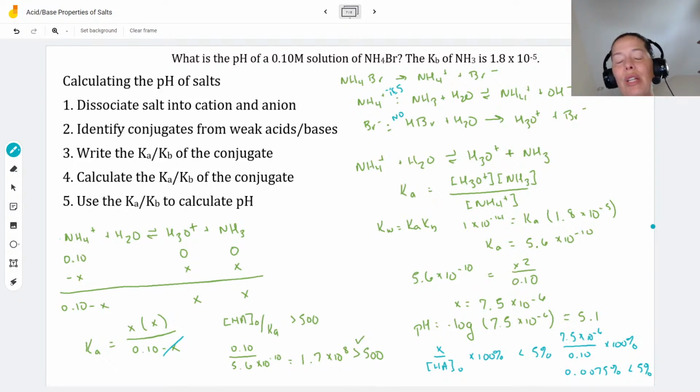The 500 rule is an easy way to do it before you've gone through all the calculation. But once you've gone through the calculation, assuming you're not on a test and you're crunched for time, it's nice to check the 5% rule and just make sure that your assumption is correct.